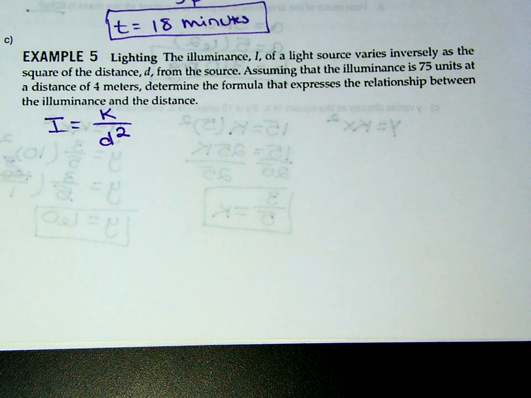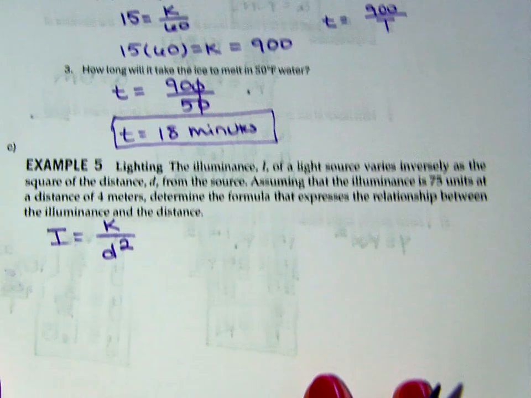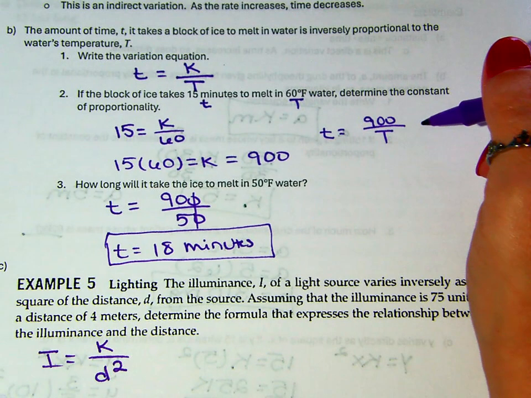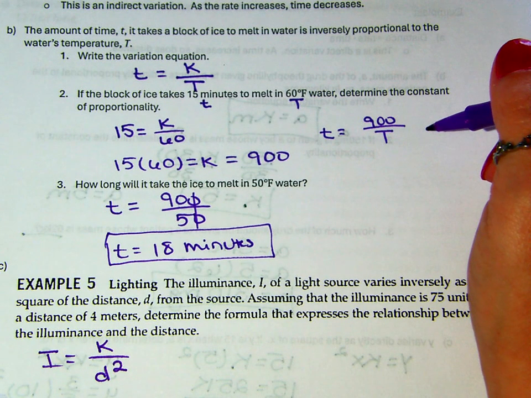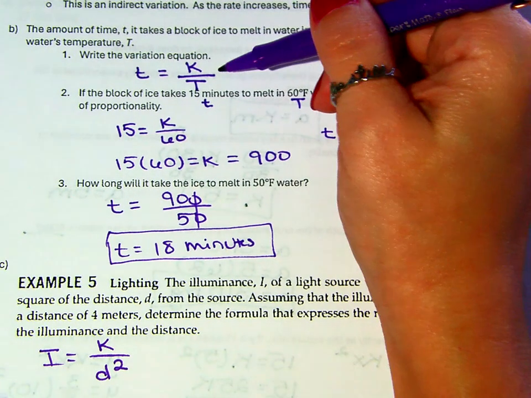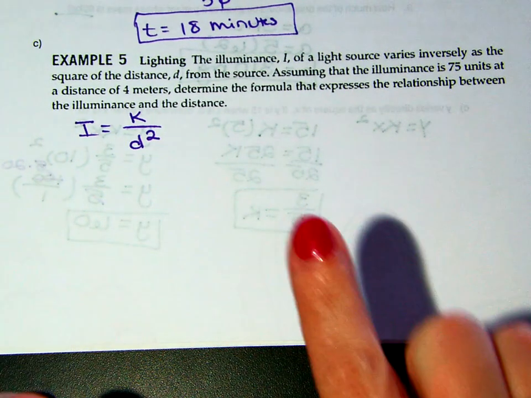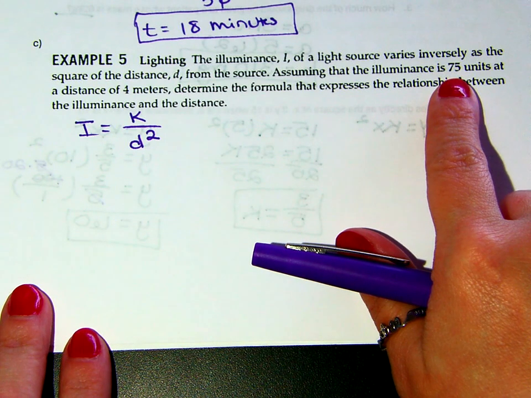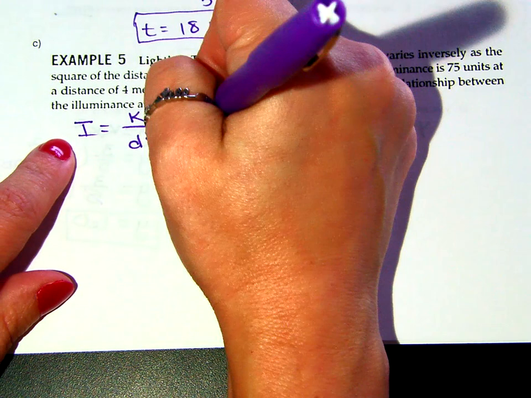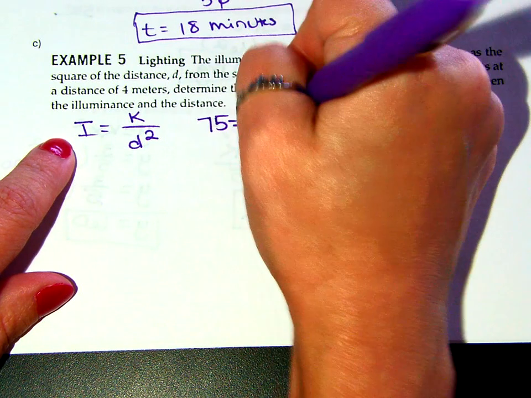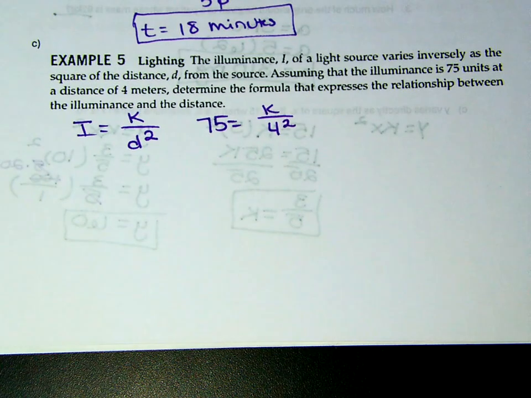So this one takes us basically through the first two steps that we usually do with these problems, and then we get to stop. Because it wants the more specific formula that we come up with after we find our K. We've already done part 1 just by writing this. So now they give us a specific example where we have 75 units for 4 meters. So we have 75 units equals K over 4 squared. This will allow us to find the K and write the more specific formula that they want to express the relationship between the illuminance and the distance for this problem.